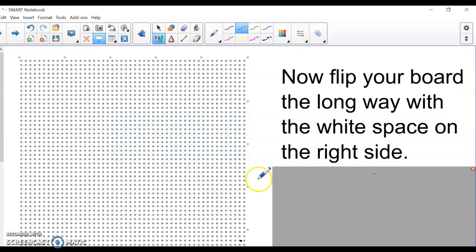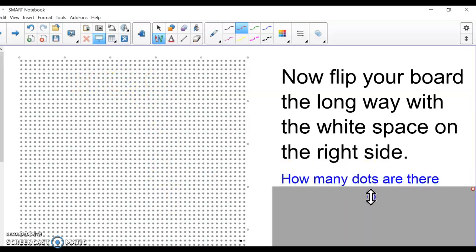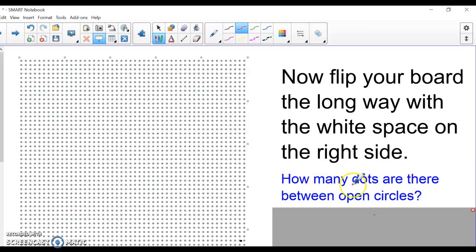Okay, now flip your board the long way. And we've already talked about some of these questions. We've already covered them a little bit, but flip your board the long way, so you have more dots going up and down than you do side to side. You might have already had your board that way, and that was totally fine. We talked about this too.